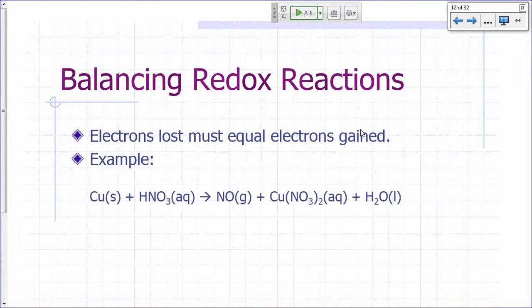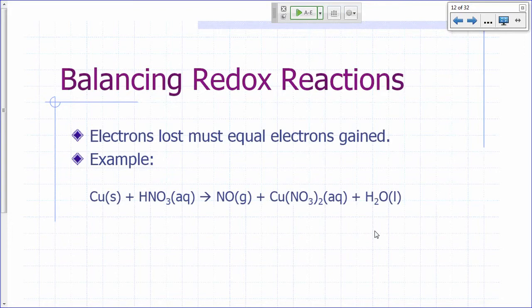So how do you balance redox reactions? A lot of redox reactions are not straightforward as far as balancing is concerned because they might involve a lot of reactants and products. If you have a simple redox reaction, you can probably just balance by trial and error. But if you have a reaction like this, chances are you're going to have a hard time balancing it by just trial and error.